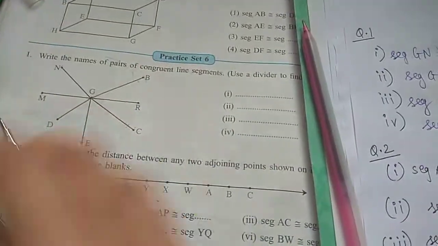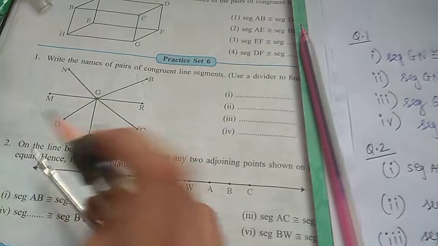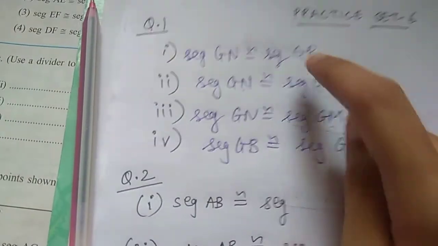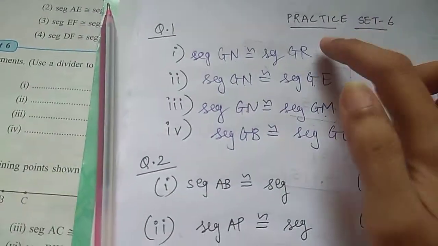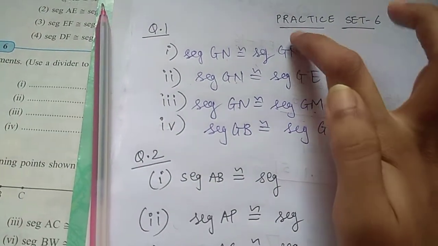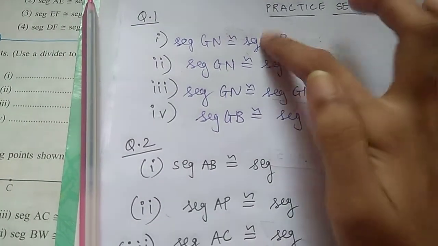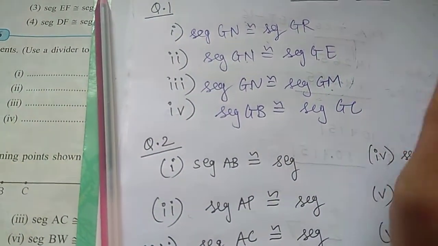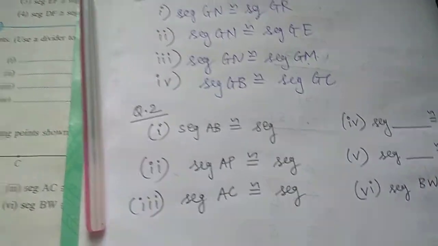Now GD is not congruent to any of these segments. Let me tell you one more time: since GN is congruent to these three segments, these three segments are also congruent to each other. Okay. Let's see question number 2.